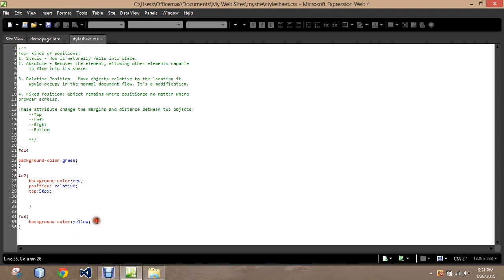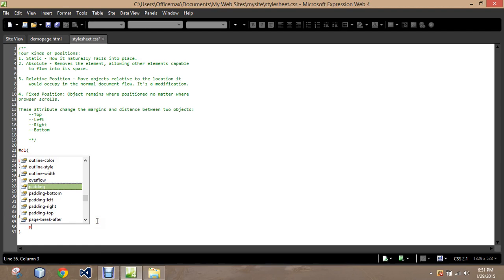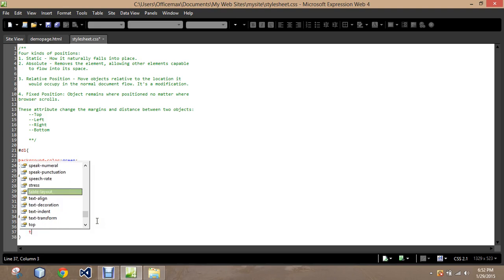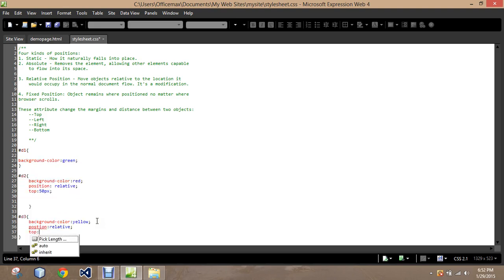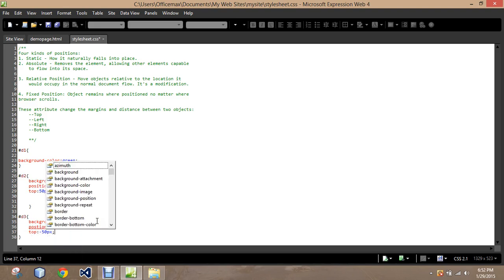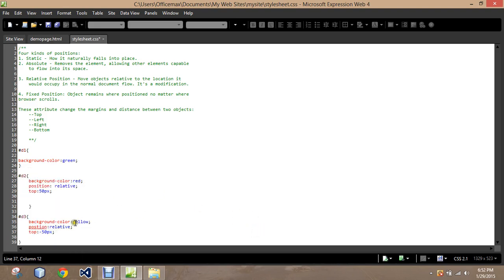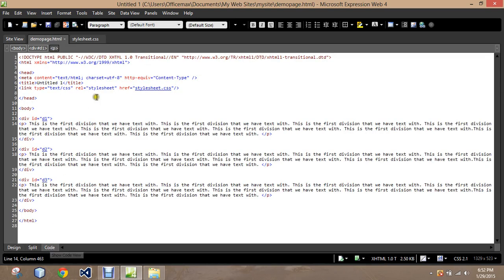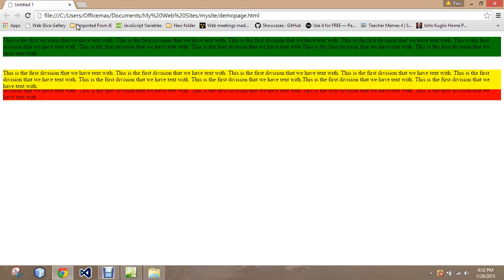Just for giggles, let's try and do position here on yellow. We'll say relative, and I'm going to move its top up negative 50 pixels. Did it like it? Yep, it didn't like how I spelled position. Let's save it, and you see that it flip-flopped red and yellow by itself.